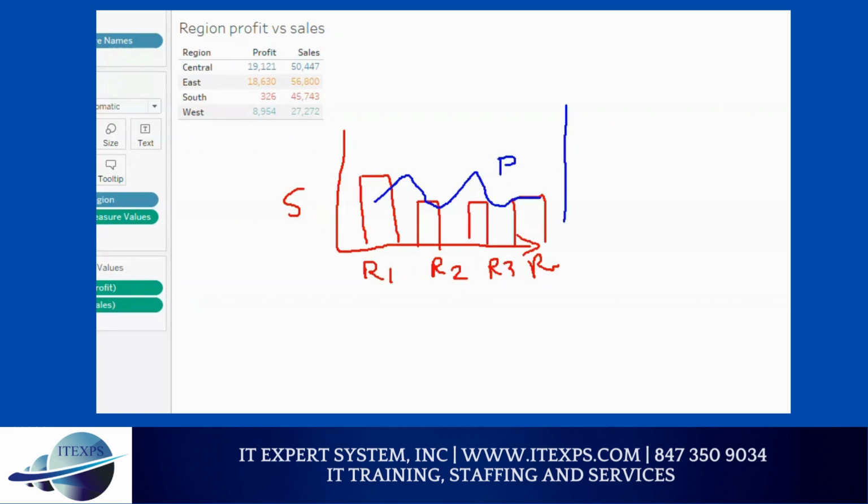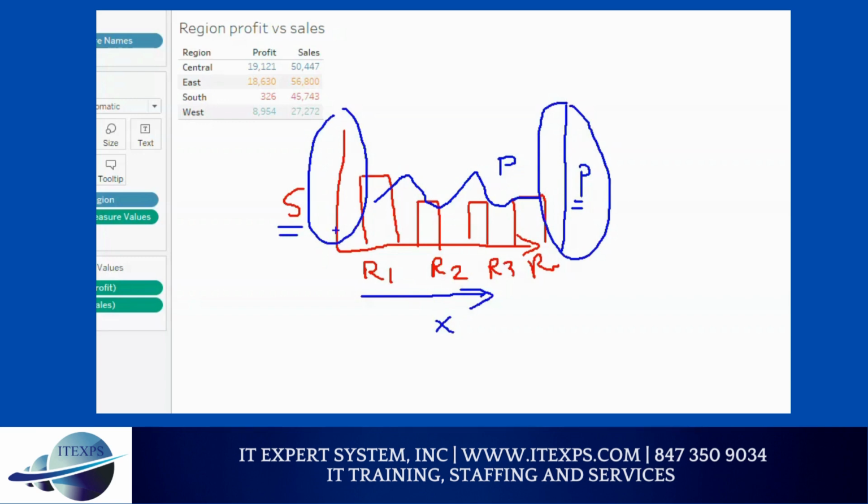So there is another axis which is called the profit axis. Here profit is the axis, which is the blue color. Sales is the axis, which is the red color, and the region is the x-axis. So this is called dual axis, meaning profit axis and sales axis. Very, very important thing. And this is guaranteed in your exam. Okay. So how to do that?